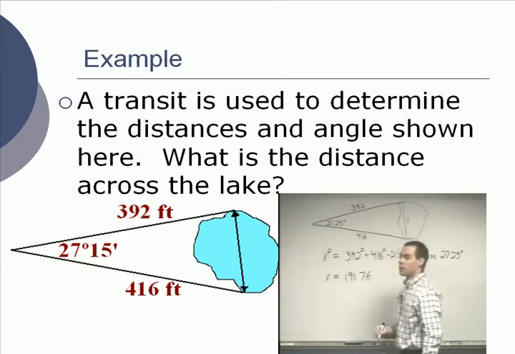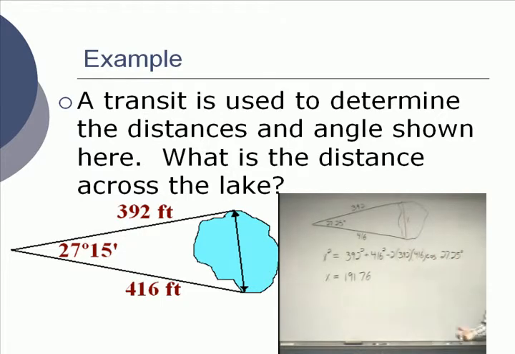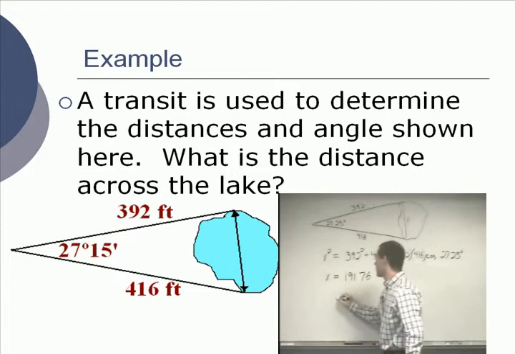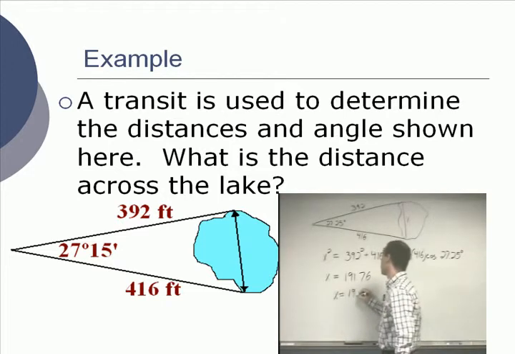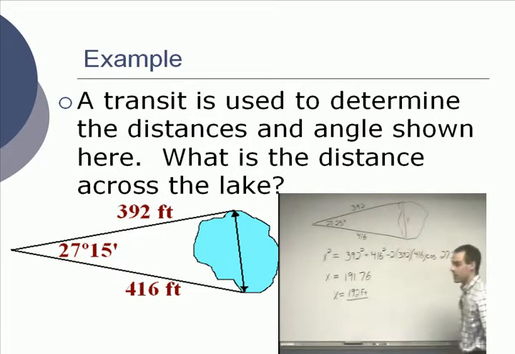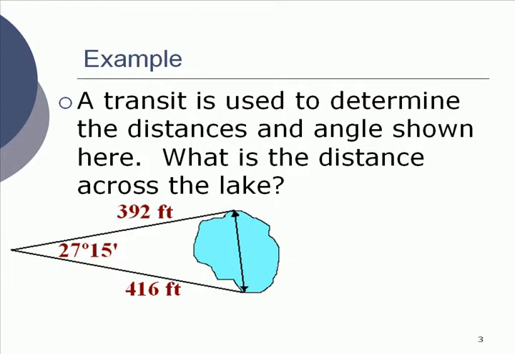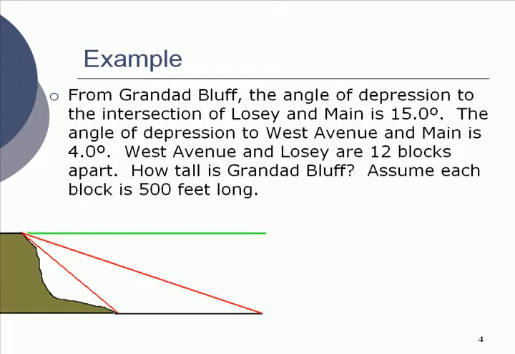All the dimensions we were given were rounded off to the nearest foot, so it's only reasonable to do the same, and so our distance will be 192 feet across that pond. And that's that. Okay.